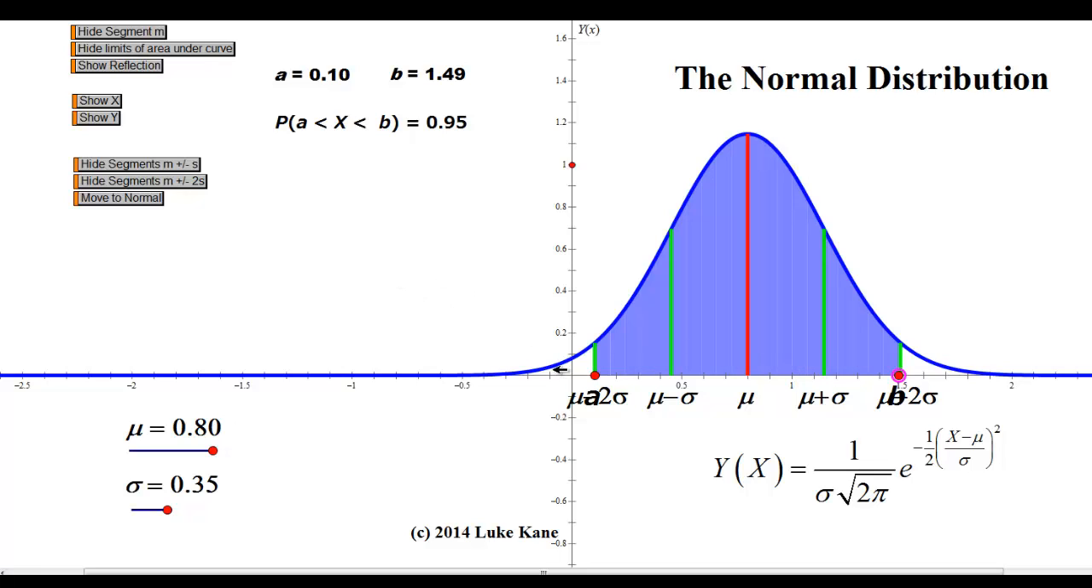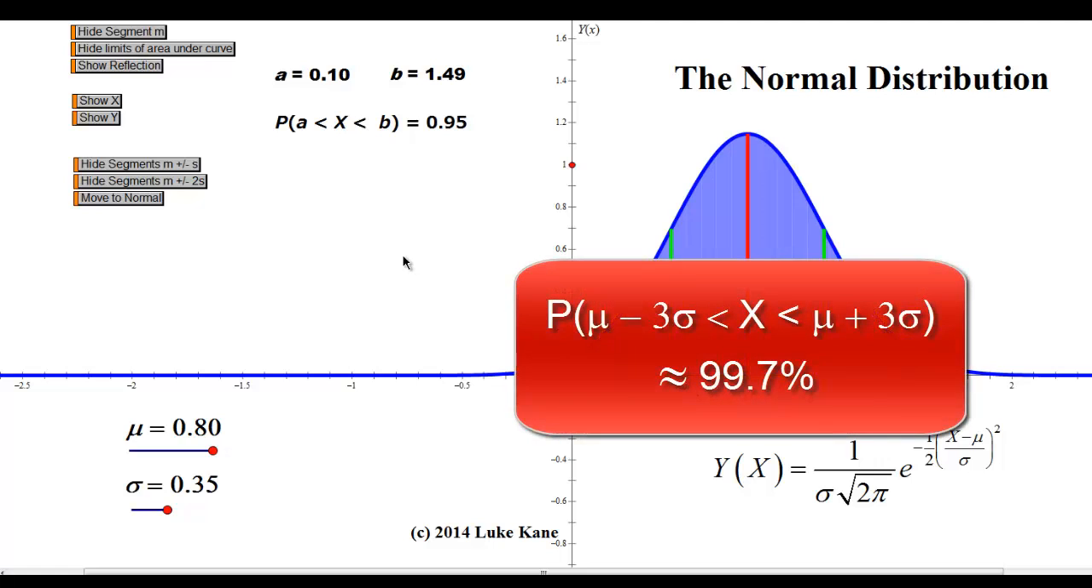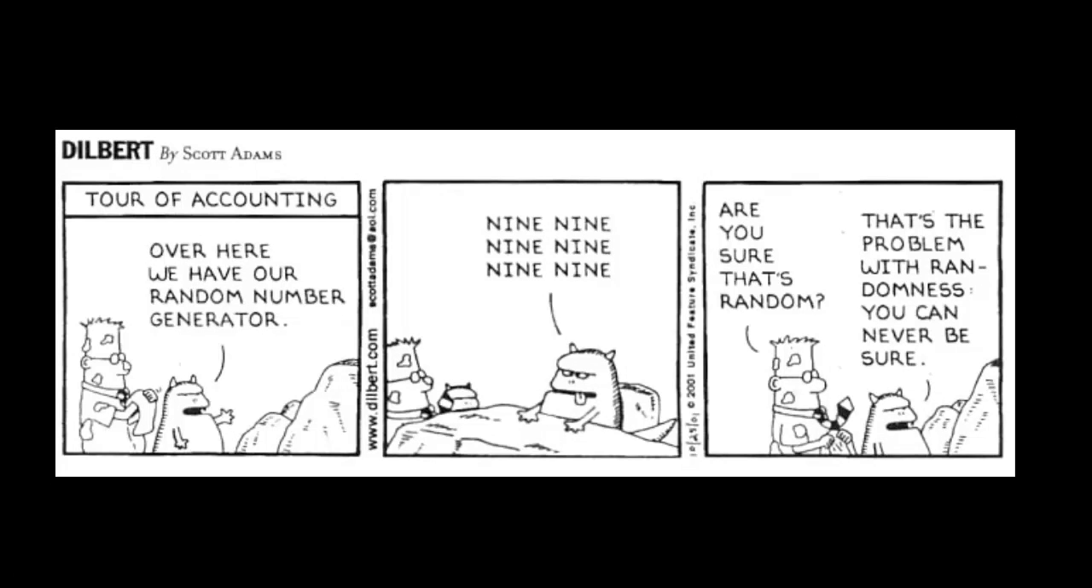And if you were to keep going, and we wouldn't see it here because it's so tiny, if we go to 3 standard deviations from the mean, the area from 3 standard deviations on the left-hand side to the right-hand side is about 99.7%.